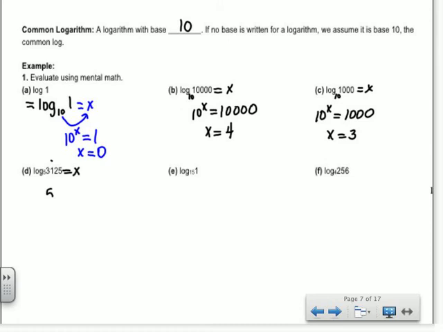Okay, so I have 5 to some power equals 3125. So let's say we were stuck and we didn't have a calculator. Yeah, you can keep dividing by 5, divide by 5, divide by 5. Or you can think, do you have a guess? It would be multiplied by 625.